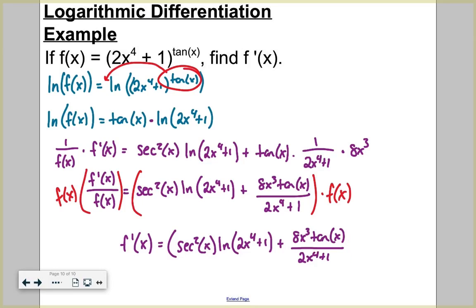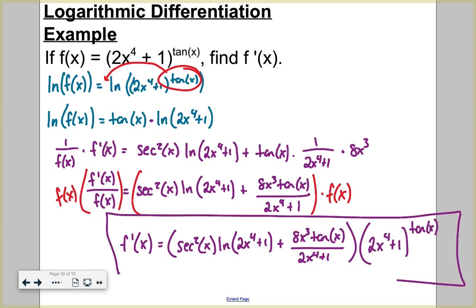And I'm going to skip a step here because this is like the third or fourth time we have done this. Instead of writing times f of x, I'm actually just going to multiply it by f of x, which is 2x to the fourth plus 1 raised to the tangent of x power. And there we have it.